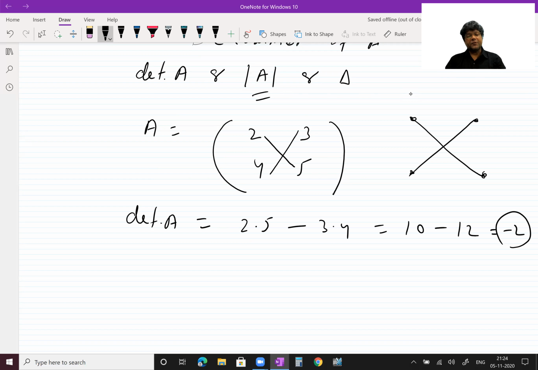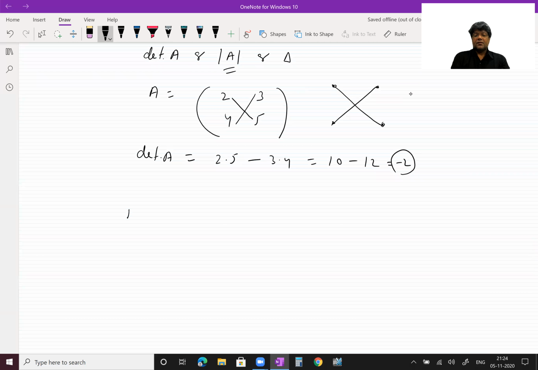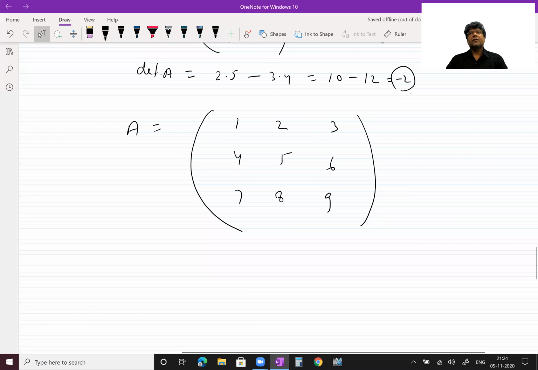But if it is 3 by 3, then it will not come so easy. Suppose this is given as 1, 2, 3, 4, 5, 6, 7, 8, 9. You are going to calculate the determinant. So guys, the determinant is a number. It may be positive, it may be negative, it may be 0 also. If the determinant of a matrix is 0, then that matrix is called a singular matrix. If it is not equal to 0, then it is called a non-singular matrix.